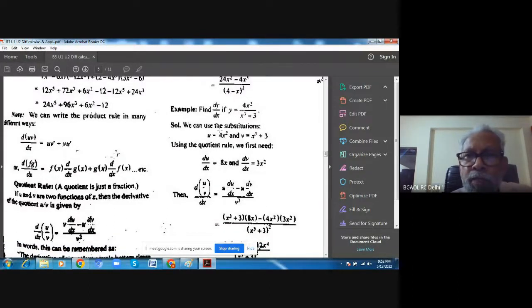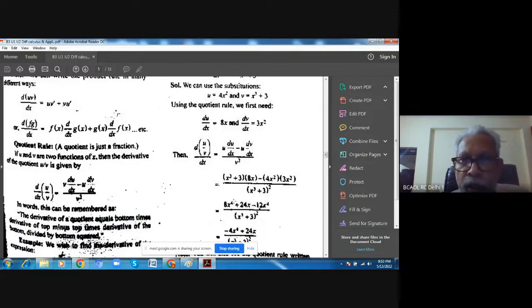This type of thing mostly comes in the exam. Find dy by dx if y is equal to 4x square divided by x to the power 3 plus 3. Okay. So in this case, consider the upper portion 4x square as u, and the lower denominator as v. Then this is the formula for d of u by v. Based on this formula, you can put it in. This type of thing comes, and you get the results.